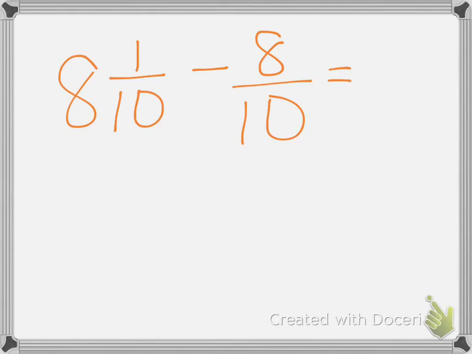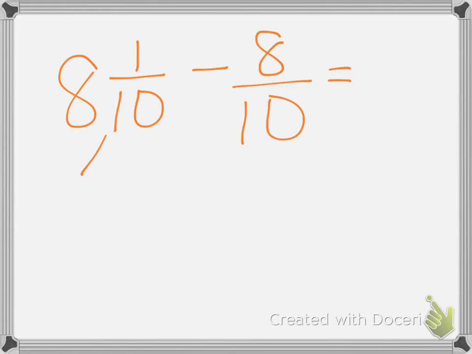We're going to start with 8 1/10 minus 8/10. So again, if you keep a few things in mind while you're doing this, you do have tenths and tenths, so you're okay to subtract. You have 8 wholes minus 0 wholes, which is a good thing. So we know that our first fraction is bigger than our subtrahend. And then we have 1 minus 8, which we cannot do.